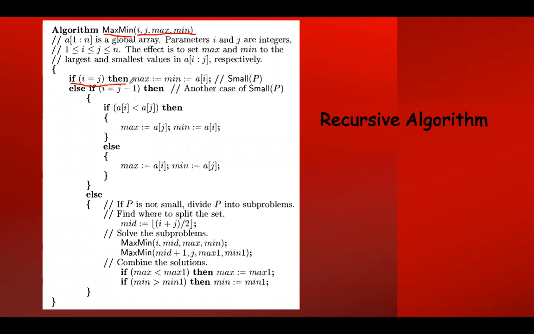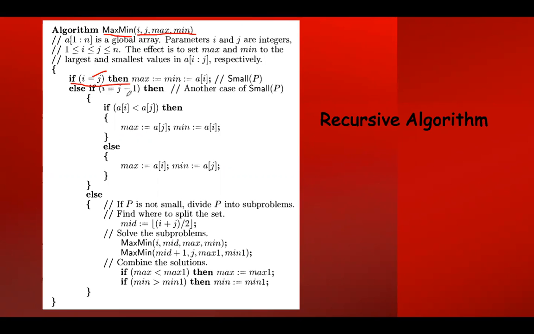This first if condition, if i is equal to j, means there is only one element in the array. That element itself will be the maximum and minimum element. If n is equal to 1, then the maximum and minimum value will be that element itself. Usually we will not do that. This condition won't occur.